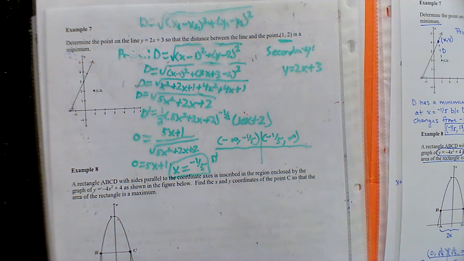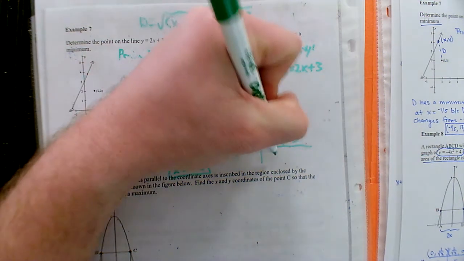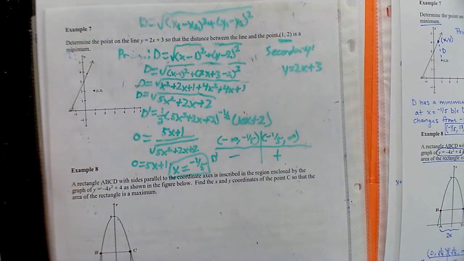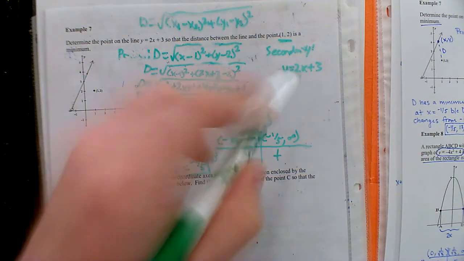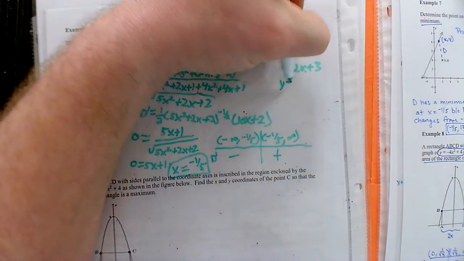Anybody find positive or negative? Determine which intervals. Negative, then positive. So it does confirm that it would minimize. So now we have an x value. Let's find the y value.